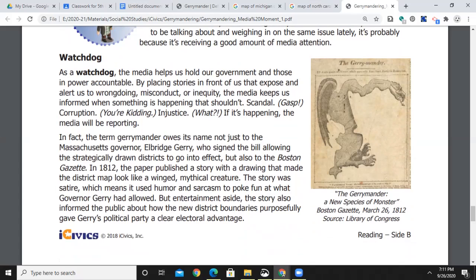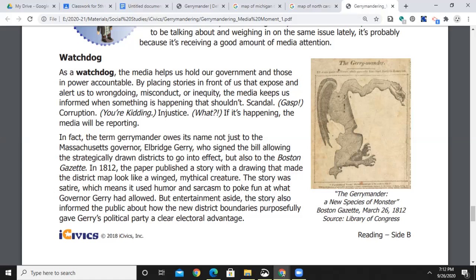In fact, the term gerrymander owes its name not just to the Massachusetts governor, Elbridge Gerry, who signed the bill allowing the strategically drawn districts to go into effect. See, Gerry was a person, just wasn't down my block. But also the Boston Gazette.